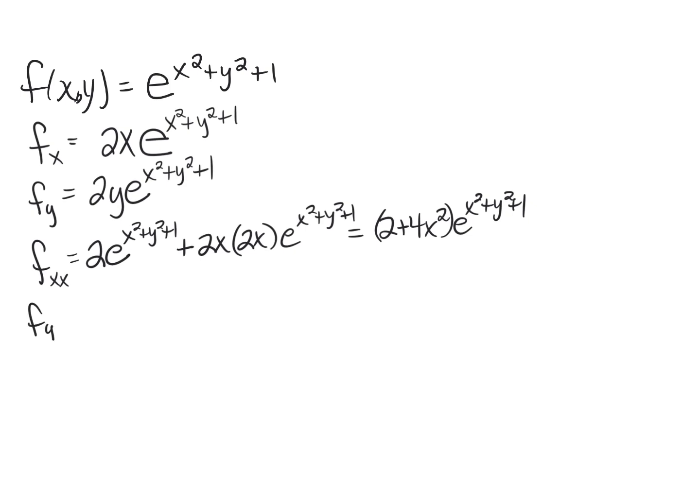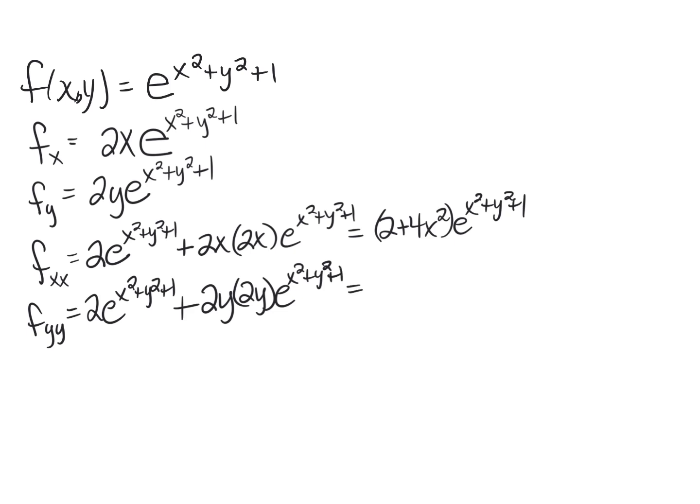Do the same thing now, second time with respect to y. It works the same way. The derivative of the first factor is 2. Copy the second, plus copy the first factor, and then the derivative of e to the power is going to be e to the power times the 2y again. Simplifying that by factoring out the e gives me a 2 plus 4y squared times e to the power.